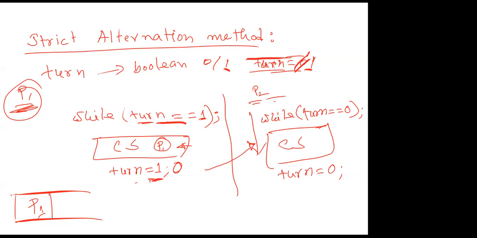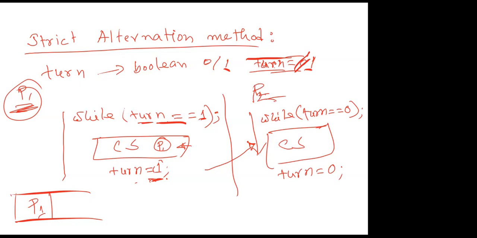This is how it works: once P1 is done with its execution, it makes the turn value 1. That gives the opportunity to another process, P2, for entering the critical section. Now the turn value is 1.